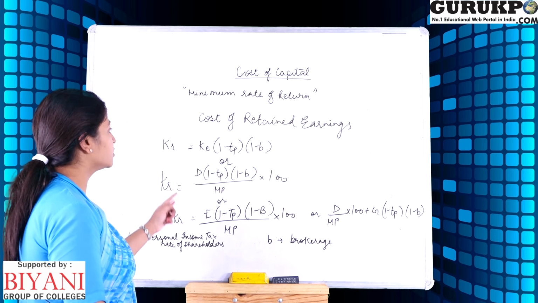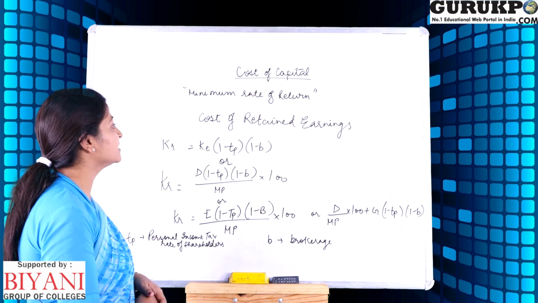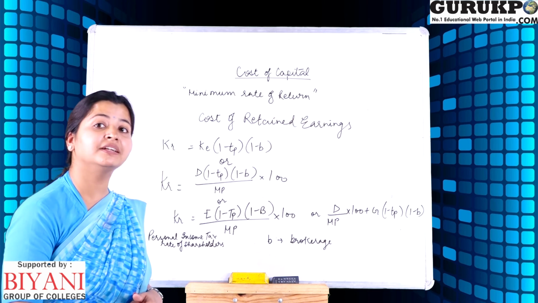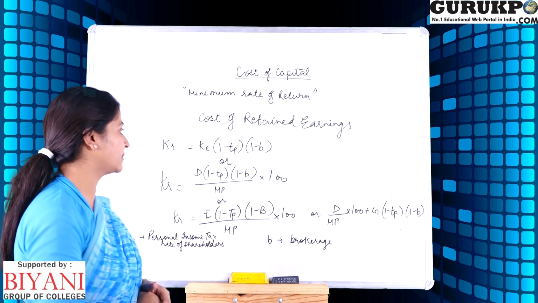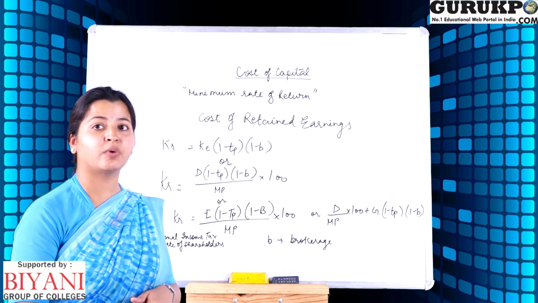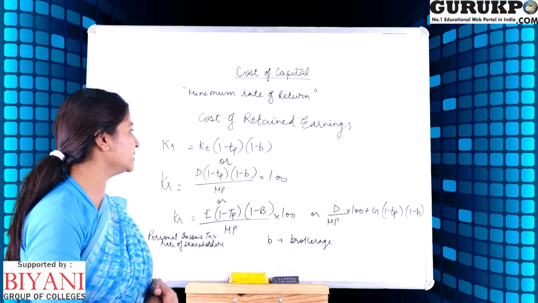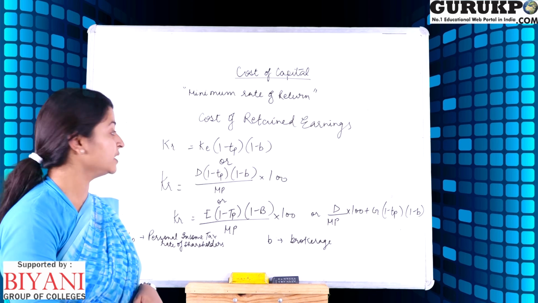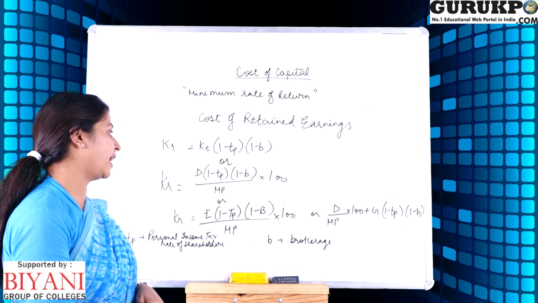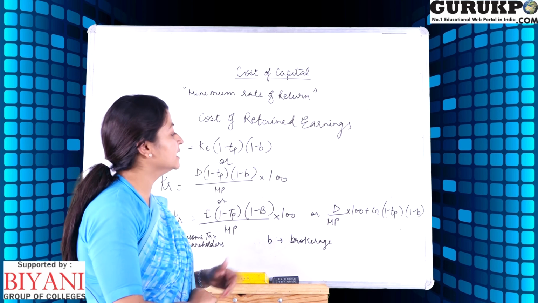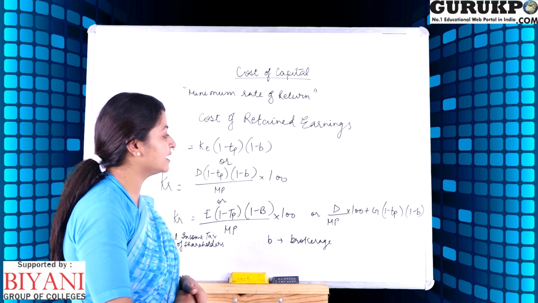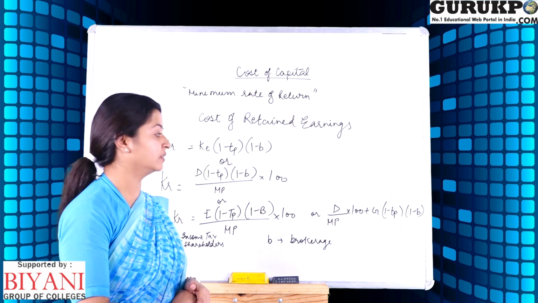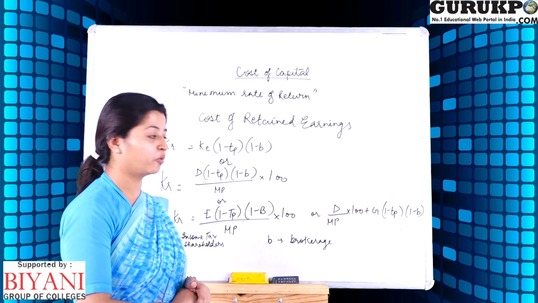Its formula is cost of equity capital into 1 minus TP into 1 minus B. B is the brokerage cost and TP is the personal tax rate for shareholders. Its formula is also D into 1 minus TP into 1 minus B divided by market price into 100. Another formula is E into 1 minus TP into 1 minus B divided by MP. And one more formula is dividend per share divided by market price into 100 plus growth rate into 1 minus TP. TP is the personal tax on shareholders and 1 minus B is the brokerage.